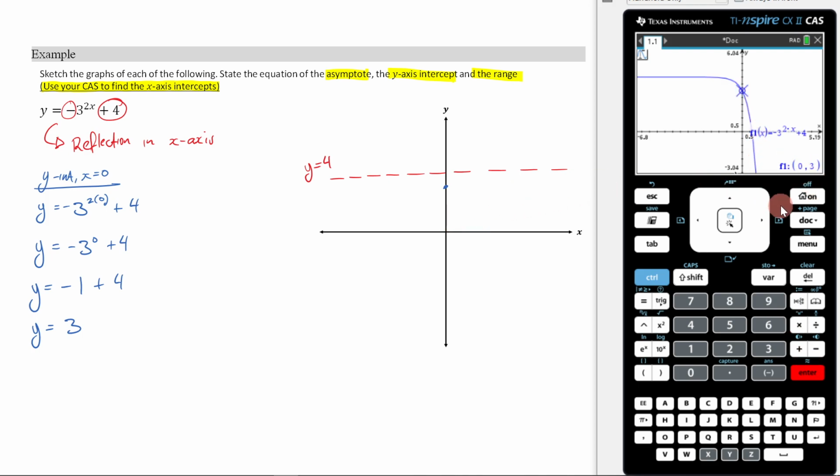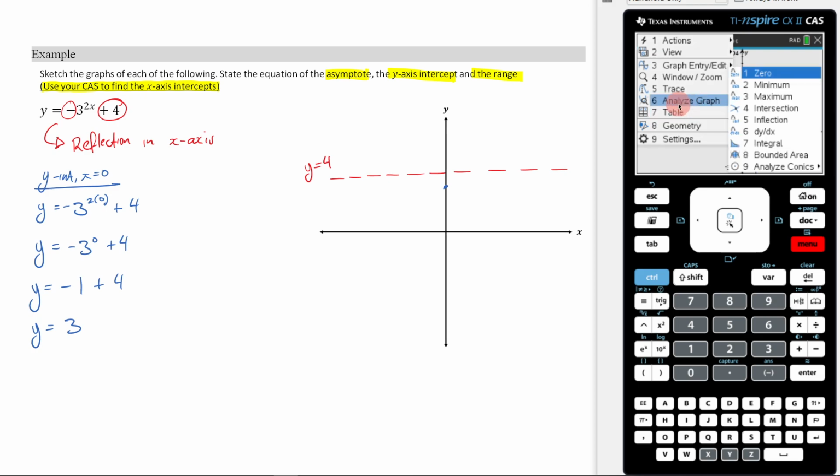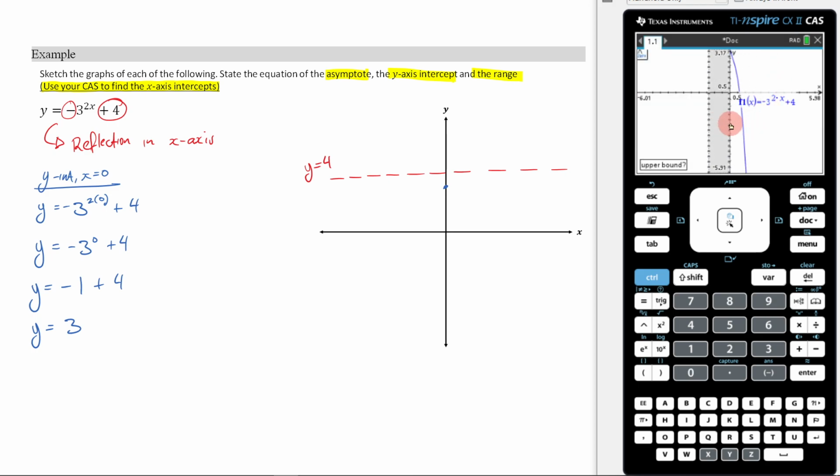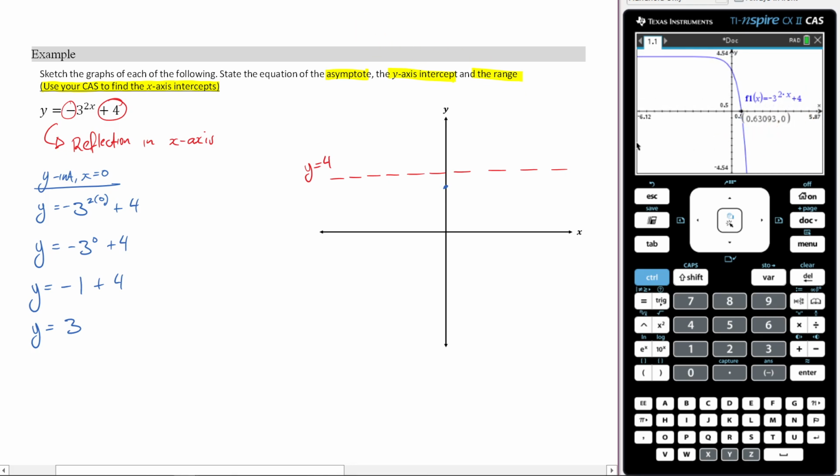That's what we found. If I now want to find where the x-axis intercept is going to occur, I go analyze, zero, and then I just sweep over it, and you're going to be given a point. There it is right there. Do you see how it's kind of steep? It goes like that, and then it takes a pretty significant turn there. This point here will be 0, 3, and this point here will be 0.63, 0, and we used our trusty CAS calculator for that one.